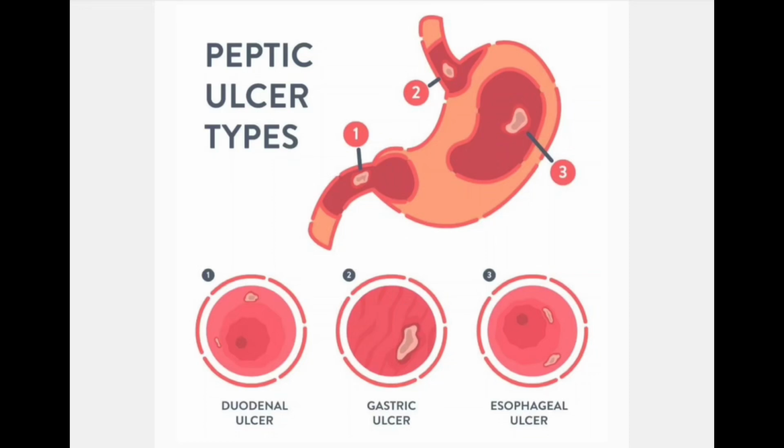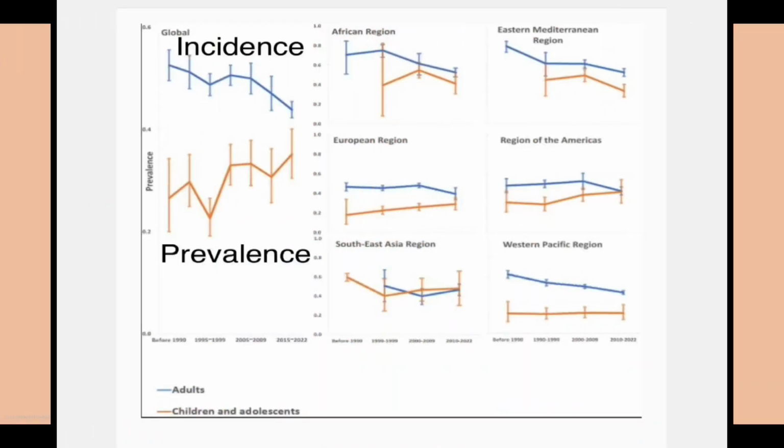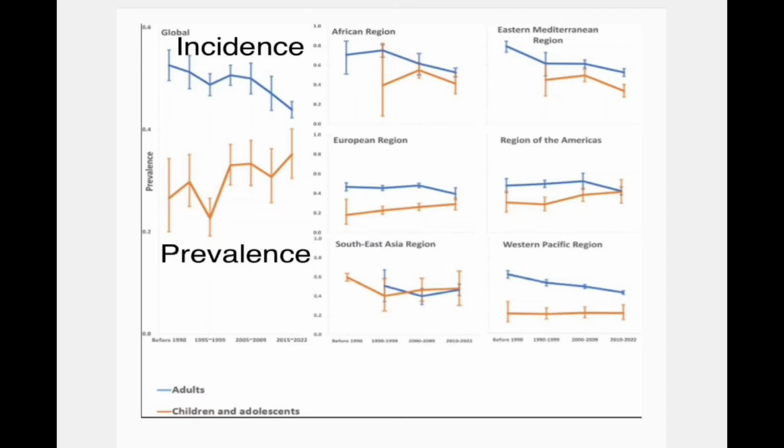Peptic ulcers are not tumors, but mucosal defects that extend beyond the muscularis mucosa due to acid peptic digestion. They are classified into gastric ulcers in the stomach and duodenal ulcers in the duodenum. Peptic ulcers are very common worldwide, affecting 5 to 10% of the people at some point in life. The leading cause is Helicobacter pylori infection, which affects nearly 50% of the global population.